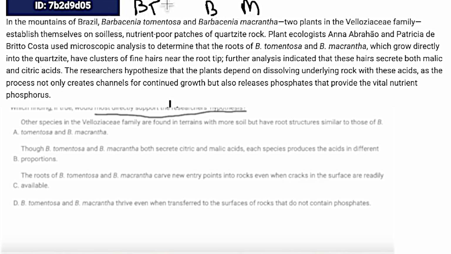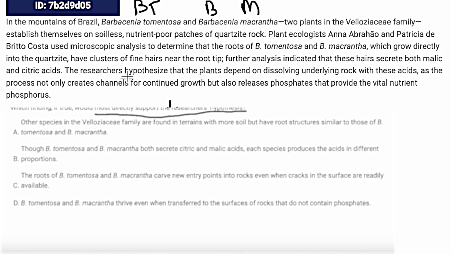So in the mountains of Brazil, BT and BM, 2 plants in the V family, establish themselves on soilless, nutrient-poor patches of Q rock. Plant ecologists Anna A. and Patricia B.C. used microscopic analysis to determine that the roots of BT and BM, which directly grow into the quartzite, have clusters of fine hairs near the root tip. Further analysis indicated that these hairs secrete both M and citric acids.